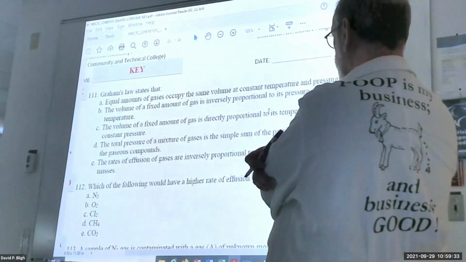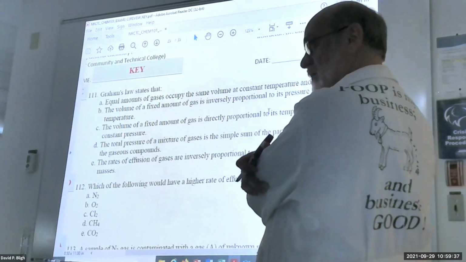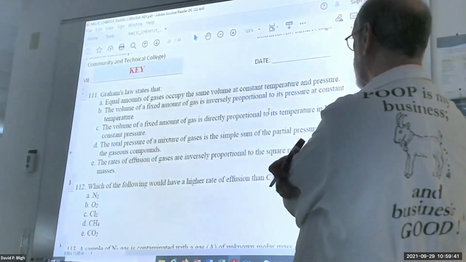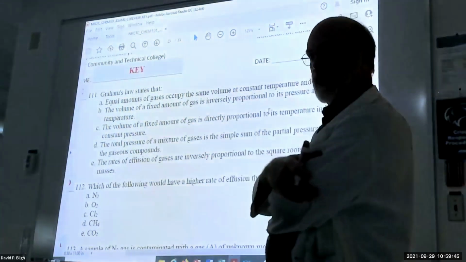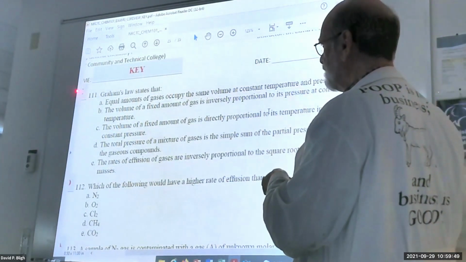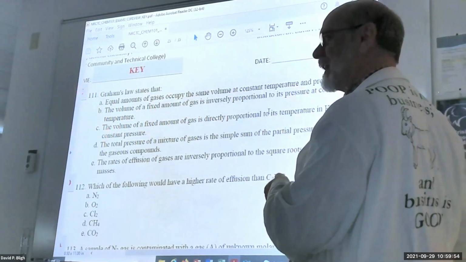The total pressure of a mixture of gases is the simple sum of the partial pressures. That's Dalton's law. Let's see. The rates of effusion of gases are inversely proportional to the square roots of their molar mass. That's Graham's law. I was looking at this and said, that looks a little like a C. It can't be. So it must be an E.